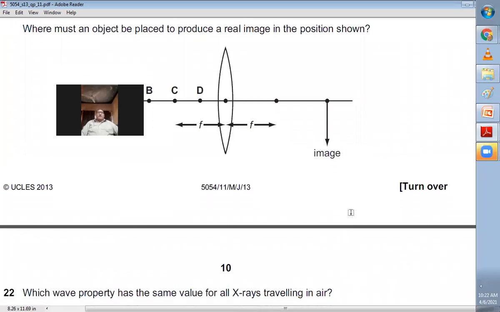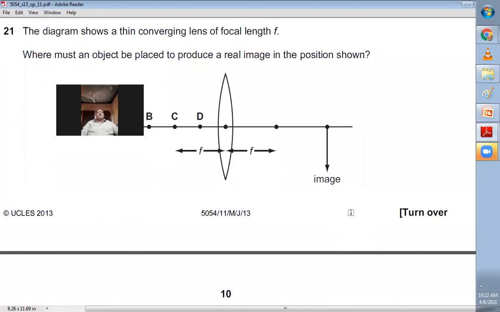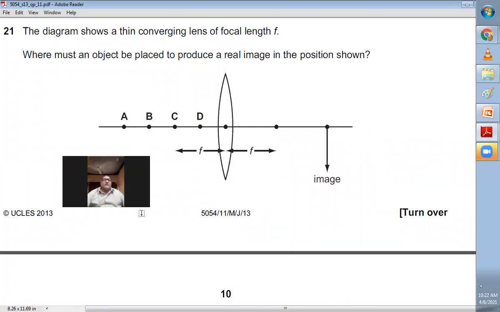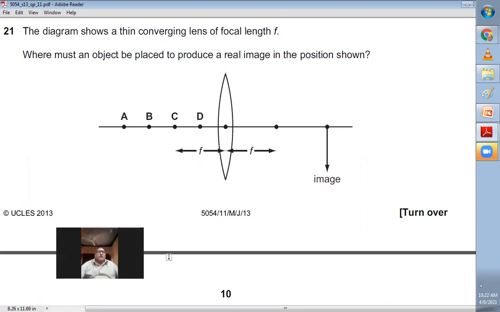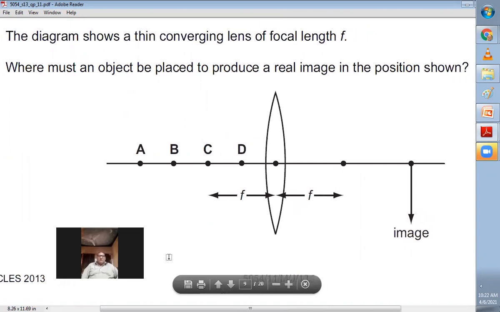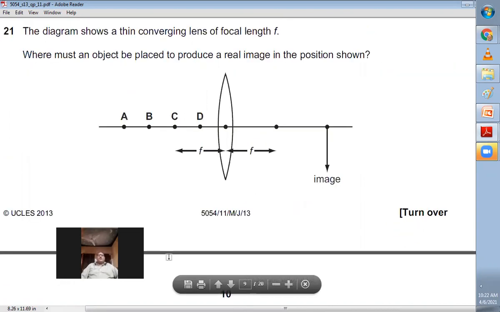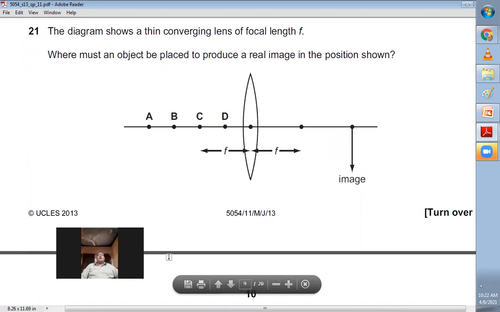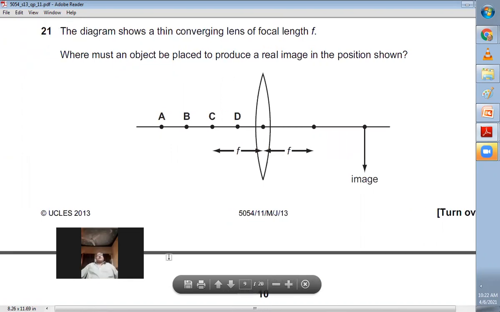Okay. So now you can see I have this question on your screen. The diagram shows a thin converging lens of focal length f. Where must an object be placed to produce a real image in the position shown?